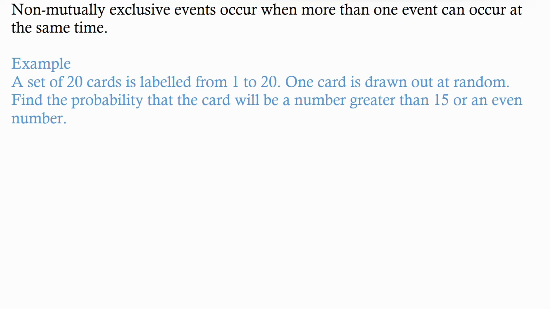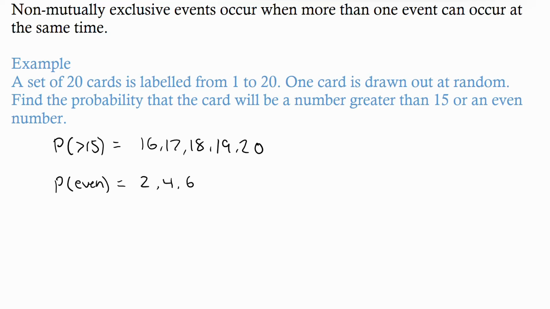So there's two things going on there. The first thing is that it's a probability that it's going to be greater than 15. So that means we could include cards such as 16, 17, 18, 19, and 20. And down here we have the probability of it being an even number. So 2, 4, 6, 8, 10, 12, 14, 16, 18, and 20.